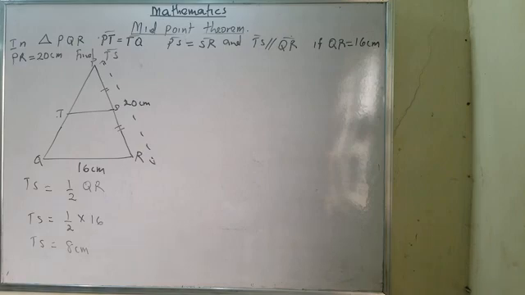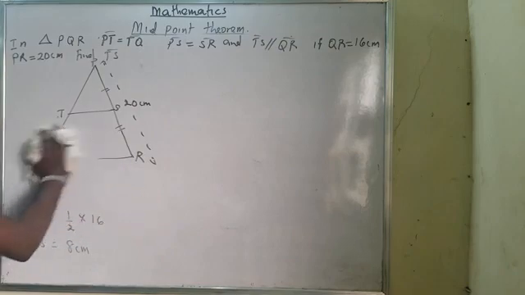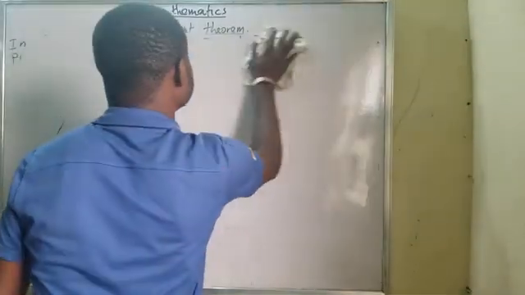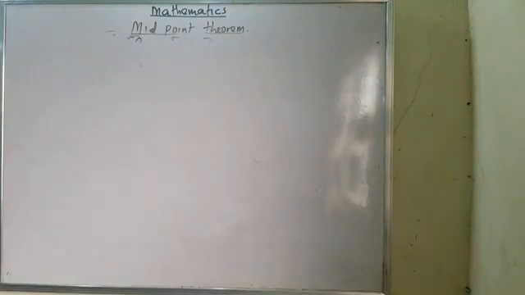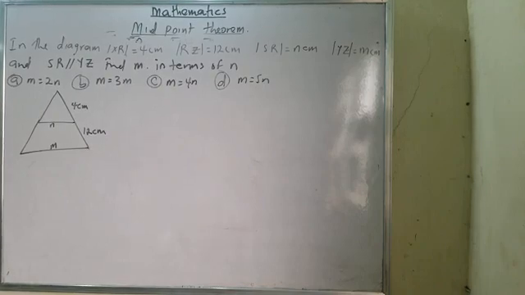Now, look at this problem. It's a very simple one. Make sure you understand what I just told you, which is very, very important. Now, look at this problem also. In the diagram, this is the diagram. I didn't indicate it on the question, but I'll be having X, S, Y, Z and R.